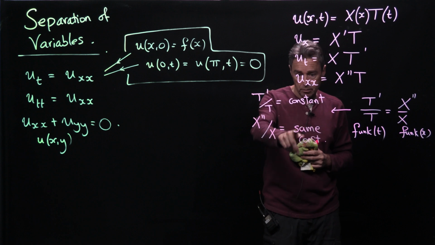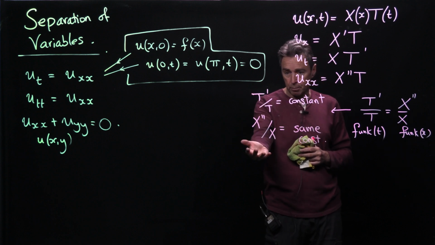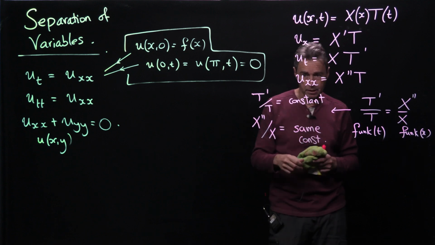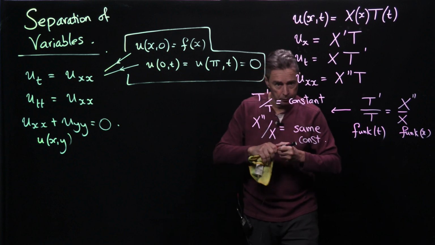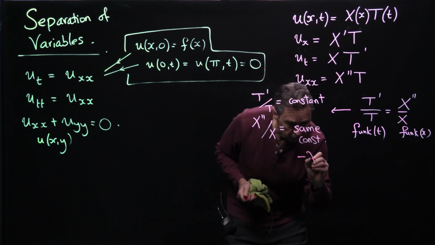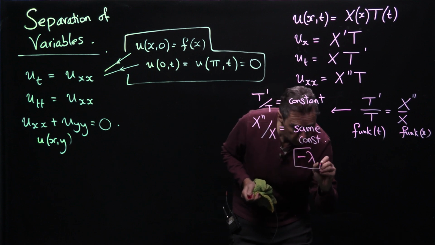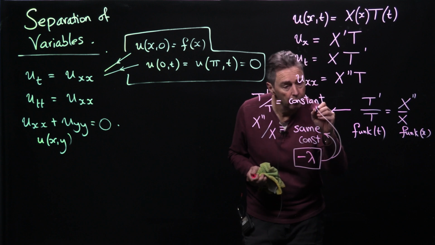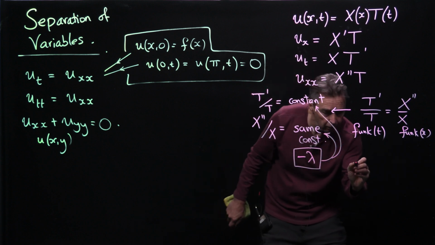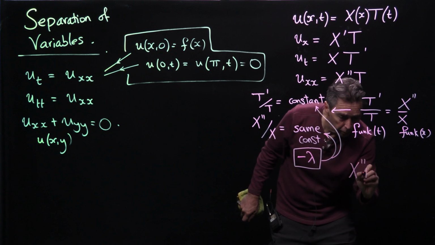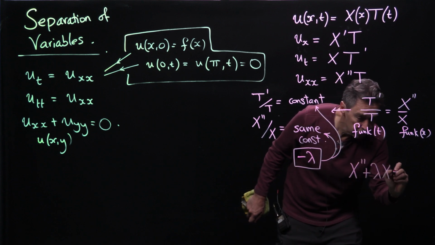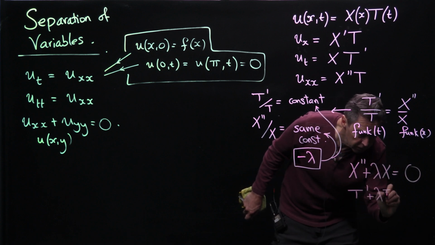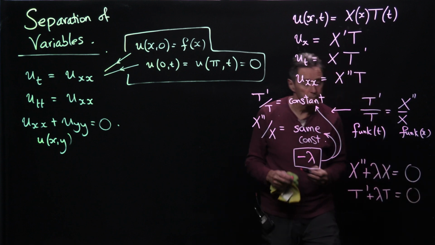But if that's a constant, and that's the same constant, then I've just got a couple of ODEs. I just need to come up with a symbol to represent that constant. I'm going to use minus lambda here and there. So my ODEs are X prime prime plus lambda X equals 0, and T prime plus lambda T equals 0.